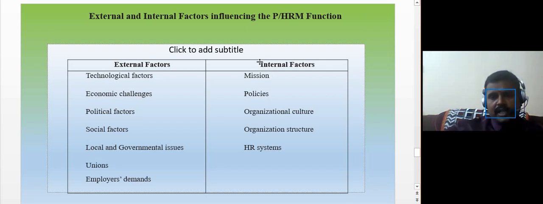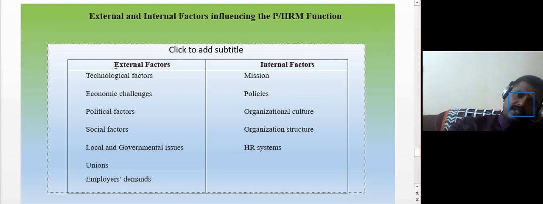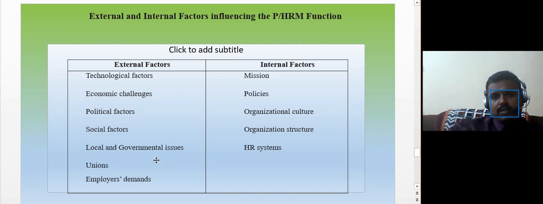So from this side, the internal factors are all the controllable factors of the organization, but the external factors are all the uncontrollable factors influencing human resource management functions. What are the uncontrollable factors? Namely called external factors. The technological factor. Technology, of course.